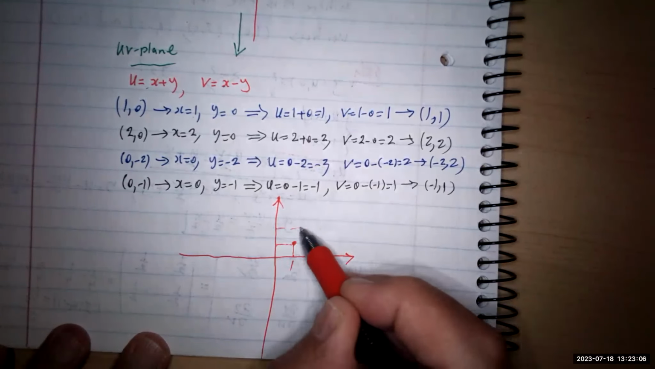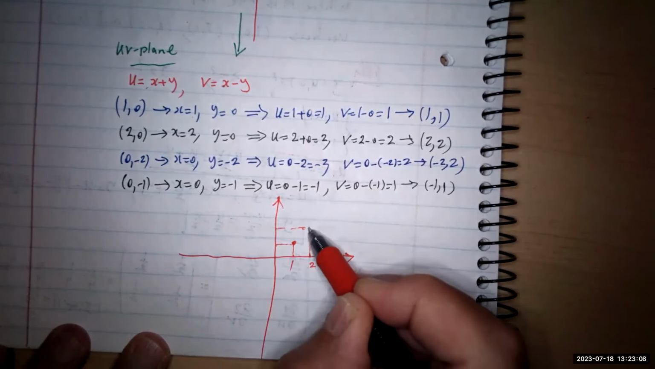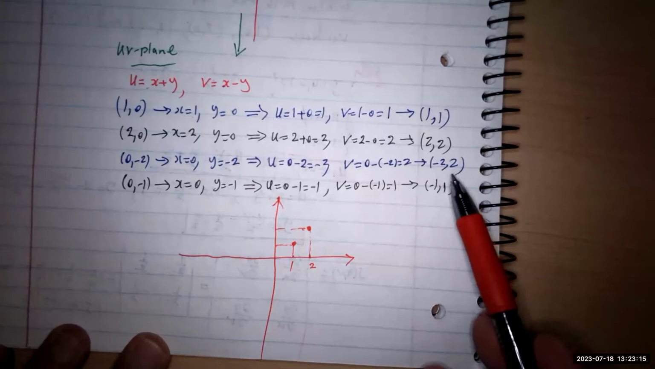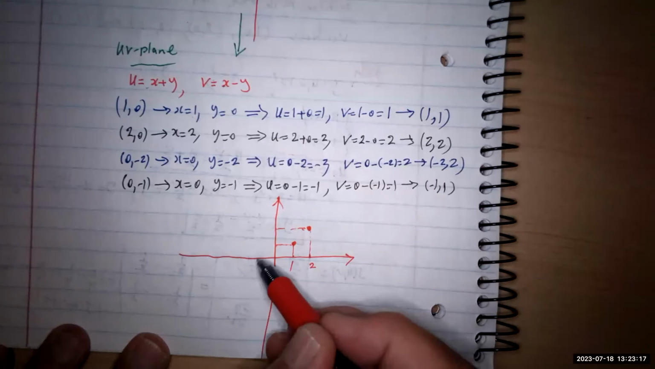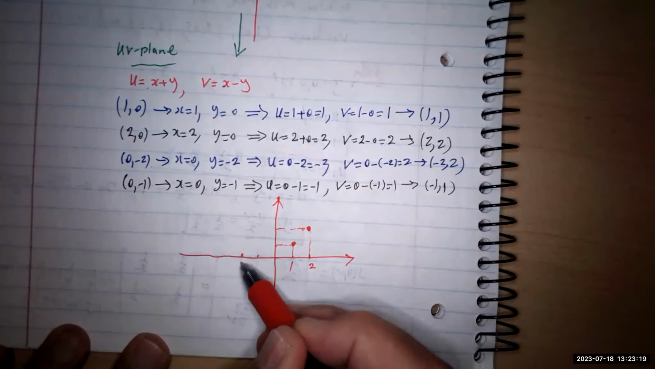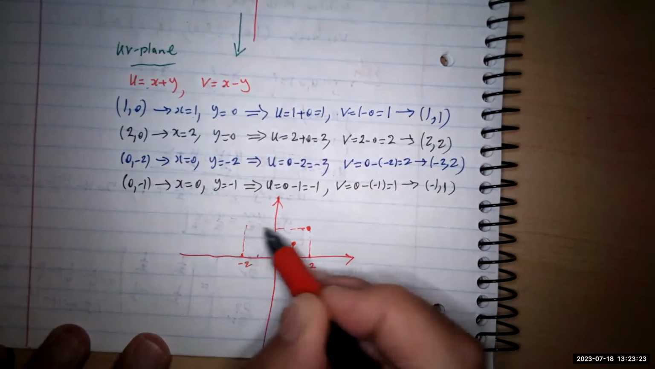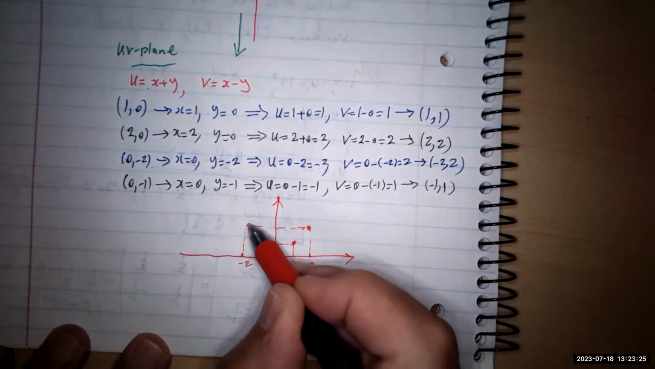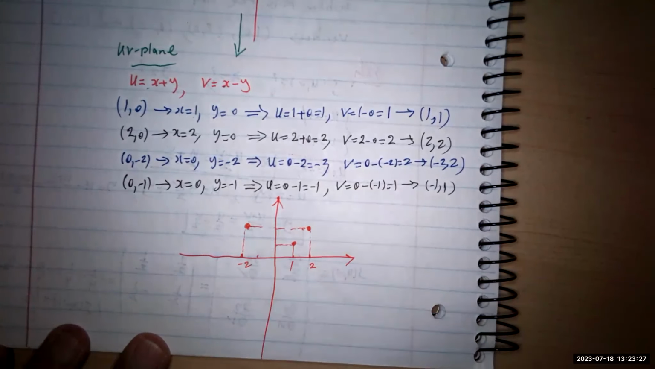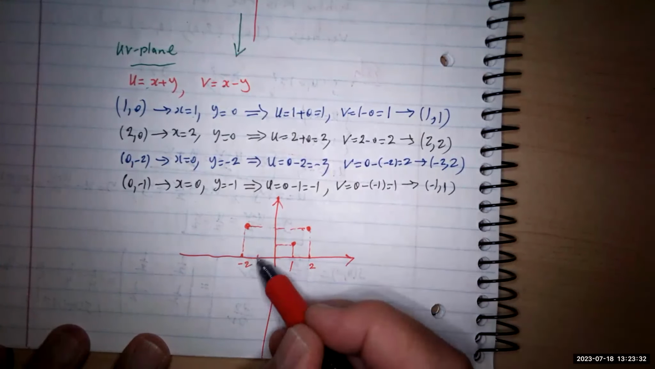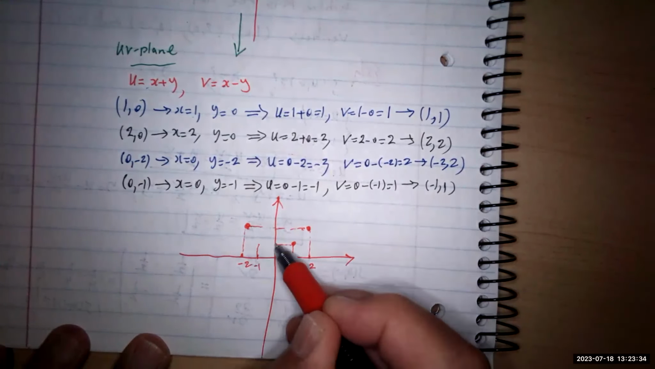So that gives you 2, 2, the second point. Negative 2, 2. So this is going to be negative 2 and 2. Okay, then negative 1 and 1. Negative 1, 1.